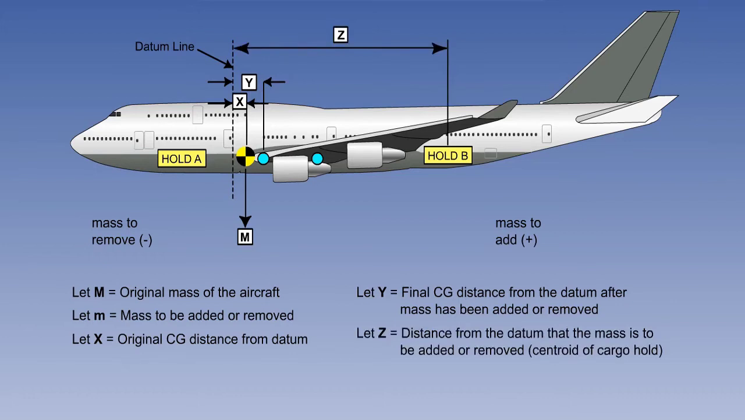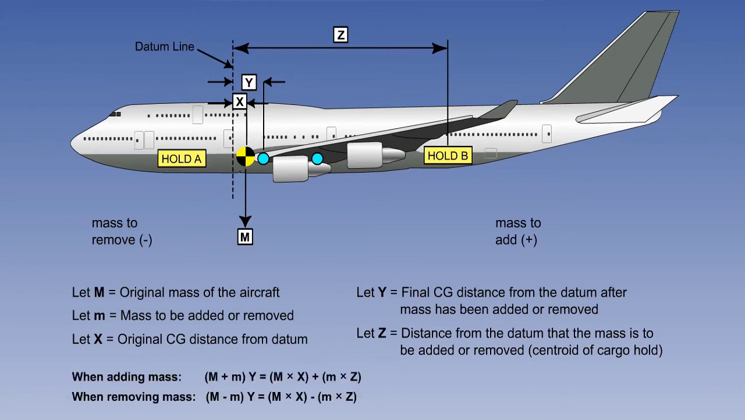To complete the formula, let z represent the distance from the datum that the mass has to be added or removed. It is conventional to use the centre of a hole to represent its distance from the datum, hence the term centroid. Finally, when adding or removing mass to correct the centre of gravity, use the appropriate one of the two formulae shown on screen.